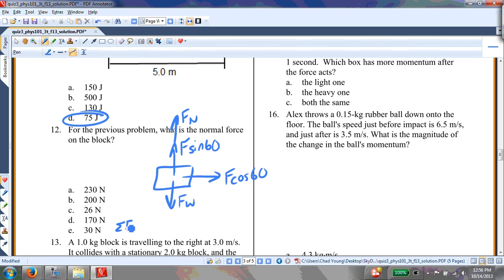So I say the sum of the forces in the y equals 0. Sum of the forces in the y will equal Fn plus F sine of 60 minus Fw equals 0. And so Fn equals Fw minus F sine 60.